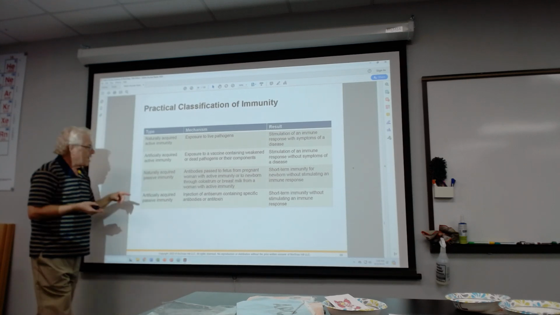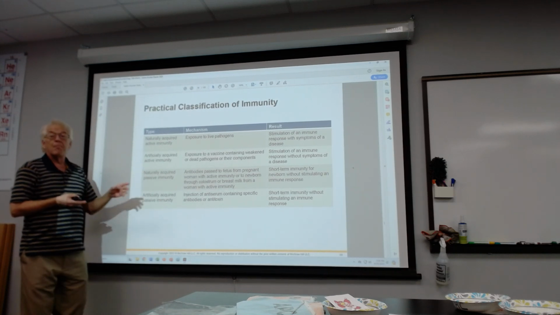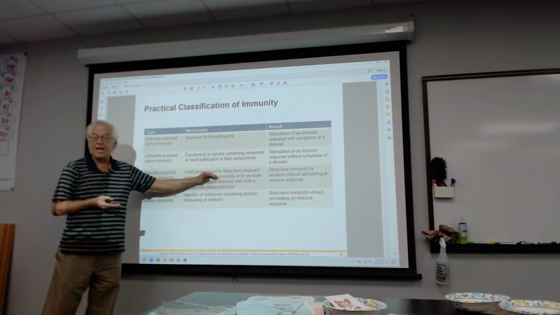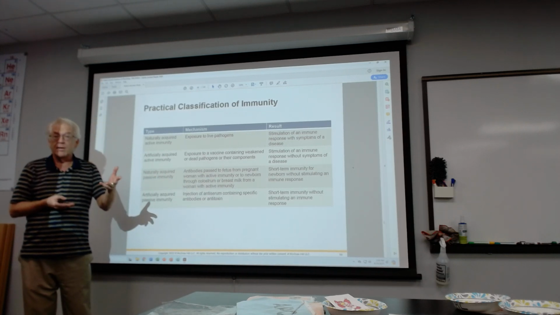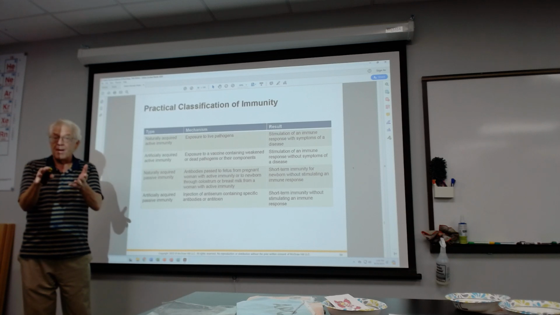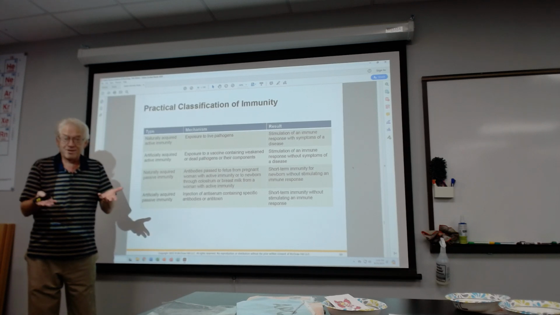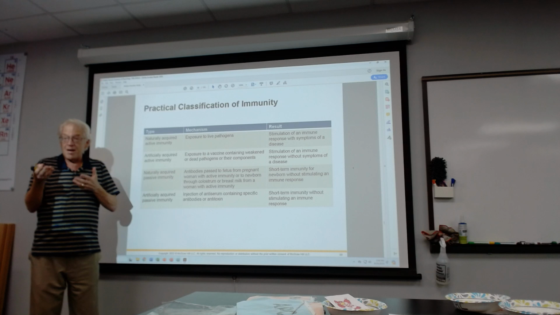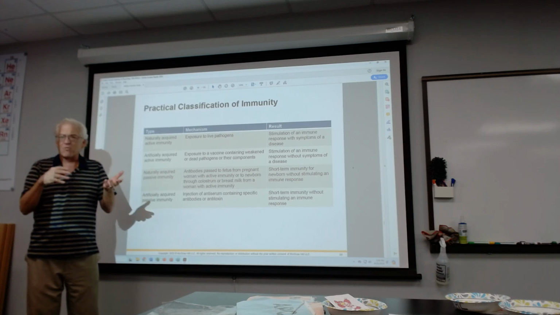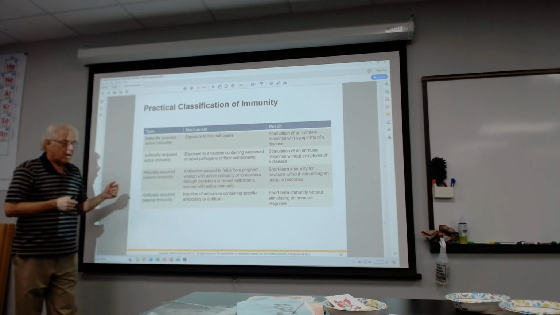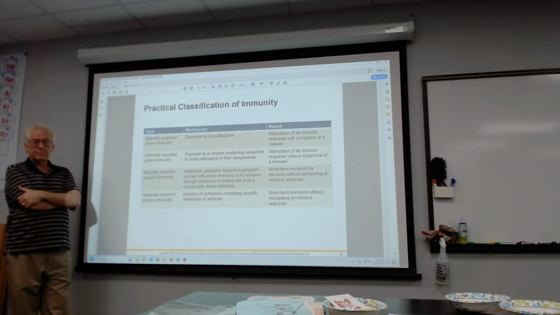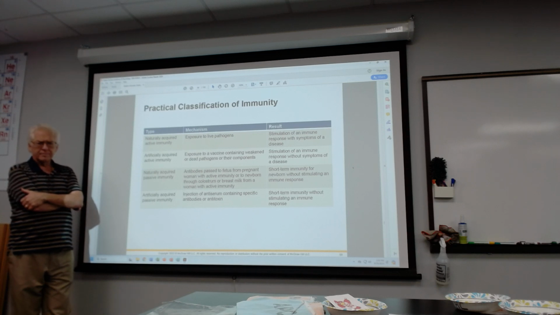Okay? Natural and passive. Mom sends her good antibodies to the baby to help the baby fight off bad guys. Mom can do it through her placenta. Mom can give antibodies through her milk. But mom's making the antibodies. Why? Because the baby's body is not ready to make a lot of antibodies yet. Got it? Okay. Is that the only natural passive? Is it only from mom to child? What are you thinking of?